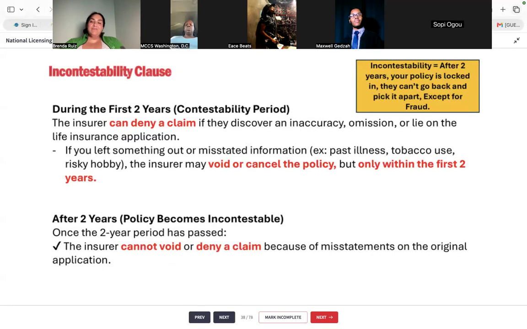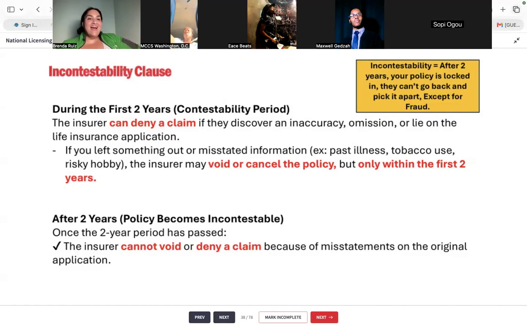Okay, incontestability. The incontestability clause. This right here talks about a period of time when the insurance company can deny your claim. All right, the insurance company can deny your claim if they discover that there is inaccurate information, if there are omissions or lies on your application. If you left something off your application or you misstated information, the insurance company has the right to void your contract.